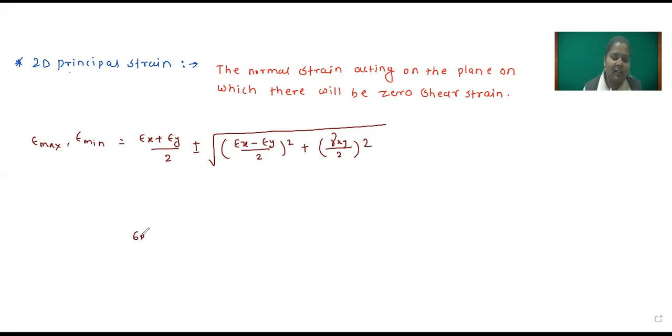Sigma indicates stress and epsilon indicates strain. Whenever you calculate the maximum strain, you use the plus sign, and whenever you calculate the minimum strain, you apply the negative sign. So this equation is useful for finding the maximum and minimum principal strains. Got it?